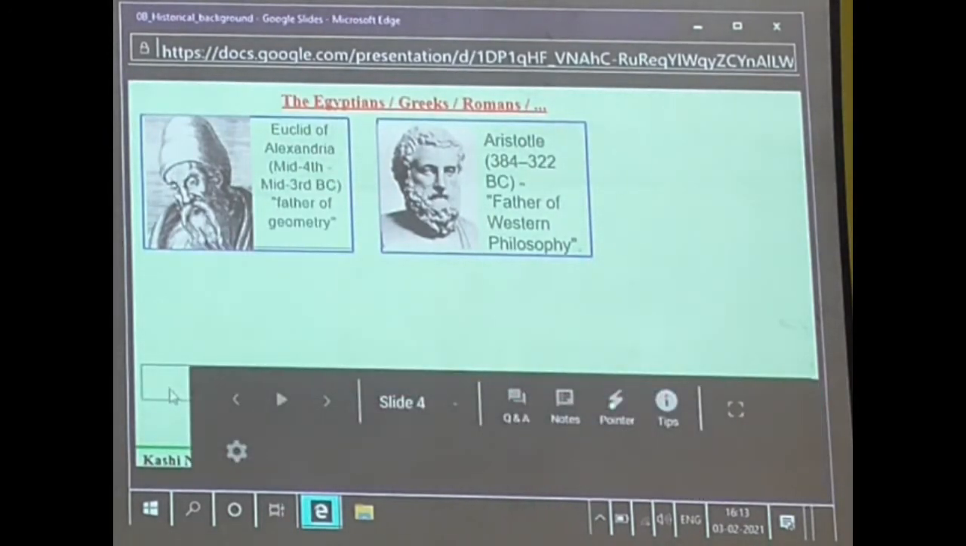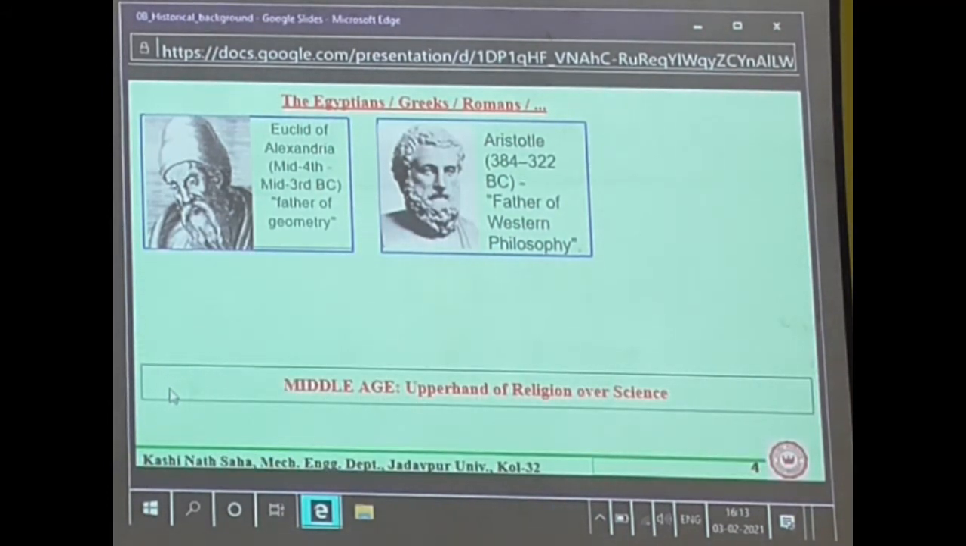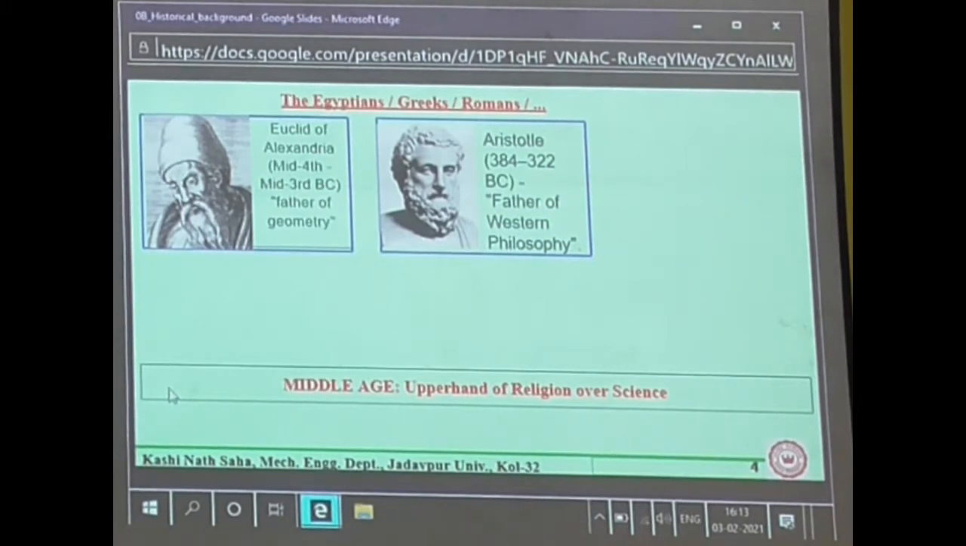You see here, what is Middle Age? Their religion took over the science. So when there is any conflict, whatever the religious people, the priests, they have the final say. This was the ruling by the Roman kings, by Constantine. And at that time, Rome was the world basically.